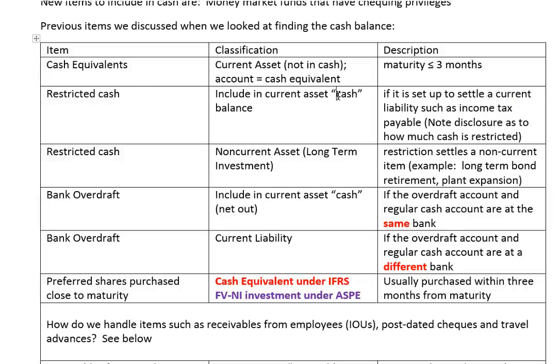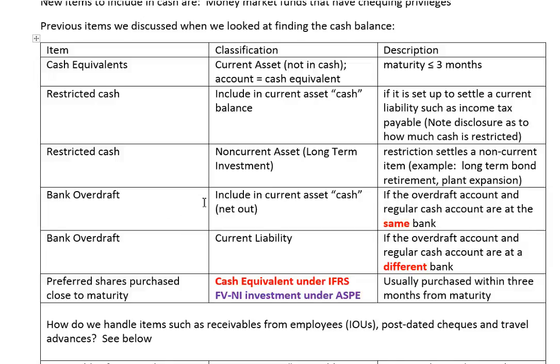We said it would be part of our cash account in the current assets section if that restricted cash is set up to handle a current liability, like an income tax return. Usually, if we have any cash of any kind that's restricted, we would normally do a note disclosure in the financial statements. If we had cash that's restricted for a long-term purpose, to settle long-term debt, to settle a plant expansion, or to help finance it, if we're setting it aside, it's a non-current asset and specifically a long-term investment.